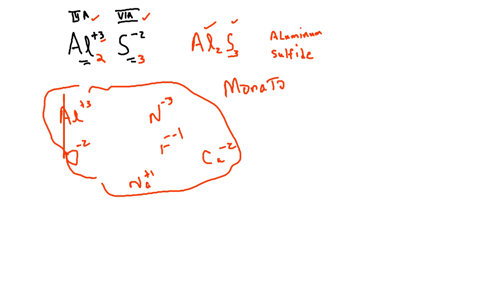Why monatomic? Because each of these only has one element, right? There's just nitrogen, just fluorine, just calcium, just sodium, just oxygen, just aluminum. Monatomic: one atom, ions.